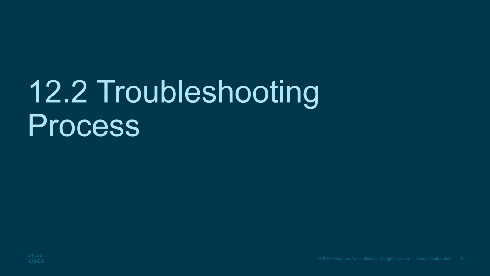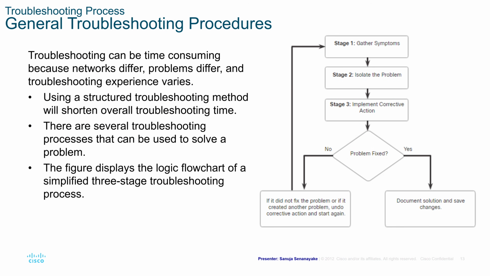Troubleshooting process. General troubleshooting procedures. Troubleshooting can be time consuming because networks differ, problems differ, and troubleshooting experience varies. So using a structured troubleshooting method will shorten overall troubleshooting time, and there are several troubleshooting processes that can be used to solve a single problem.